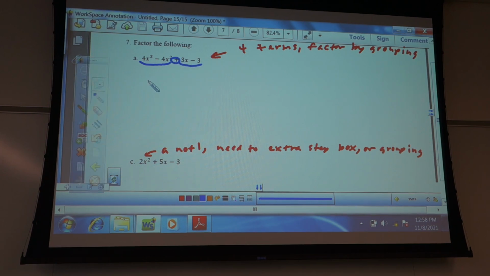So what can I pull out of the first two? Factor that, and then do the sign, and then figure out what that needs to be. What you pull out needs to be the same as what you pull out of the last two. So what can I pull out of the first two? What can I pull out of the last two? And what you pull out should be the same. Right. So then you can pull that out of both of those groups.